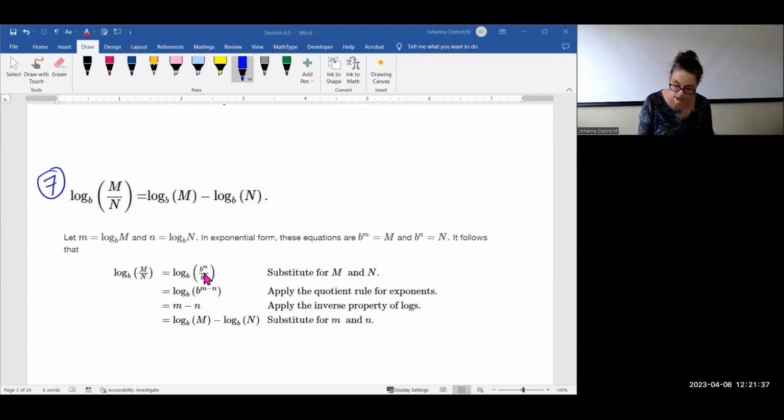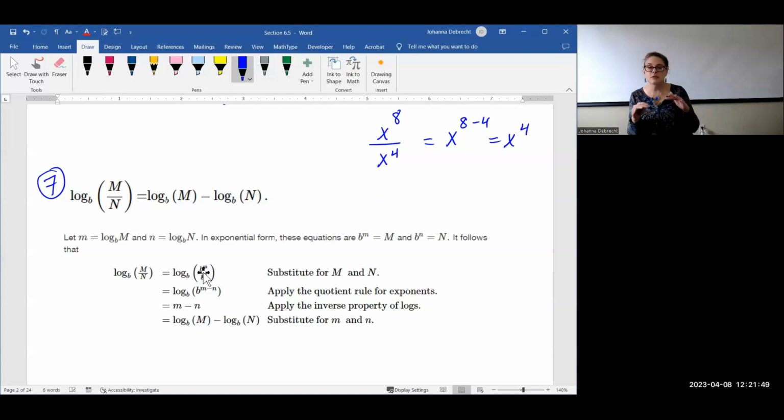Remember the rule. If you have something like x to the 8th divided by x to the 4th, this becomes x to the 8 minus 4, which equals x to the 4th. I always think of it as you've got 4 on bottom, 8 on top. So the 4 on bottom cancels 4 on top, and you have 4 left over. That's sort of how I think of it. So here's the rule, b to the m minus n.